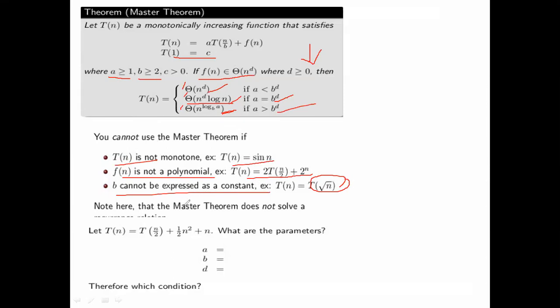Okay, so see one example here. Let T(n) = T(n/2) + n square + n. So according to the master theorem, this value is a and this is b, and this is f(n). This is f(n), according to the master theorem.